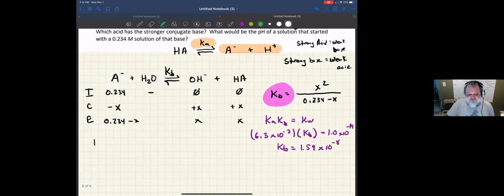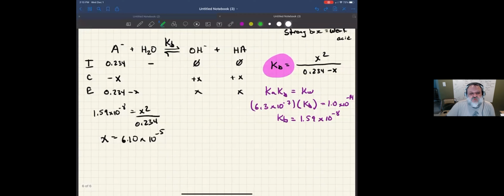So now I can go ahead and solve. I can say 1.59 times 10 to the negative 8 equals x squared, and let's go ahead and assume that x is small and get rid of it, so over 0.234. At the end of the day, I get x equals 6.10 times 10 to the negative 5. And that does confirm x is a lot smaller than 0.234. So it was okay to neglect it.